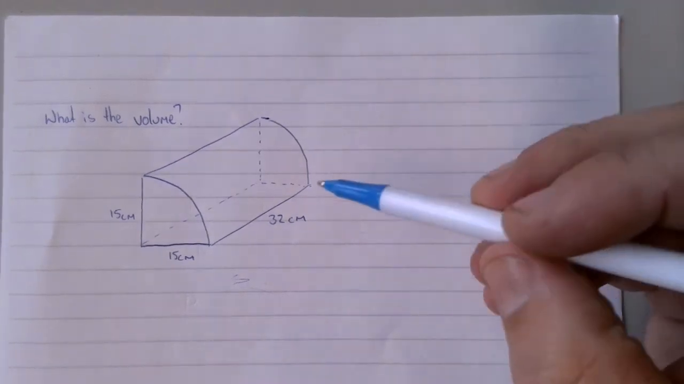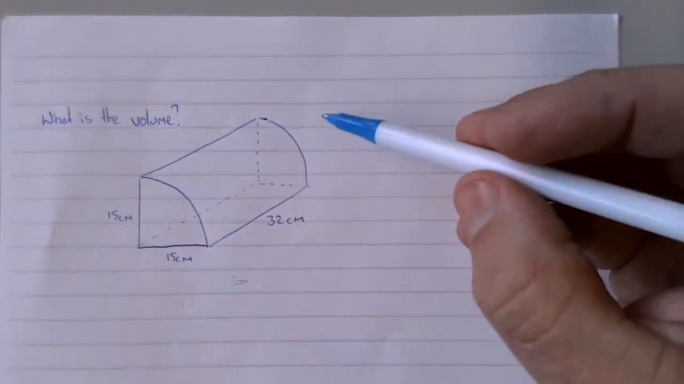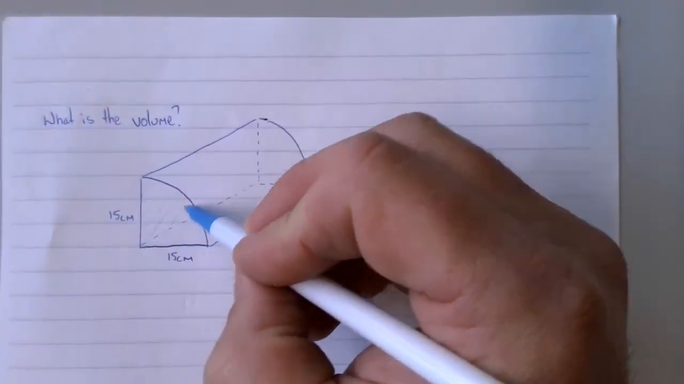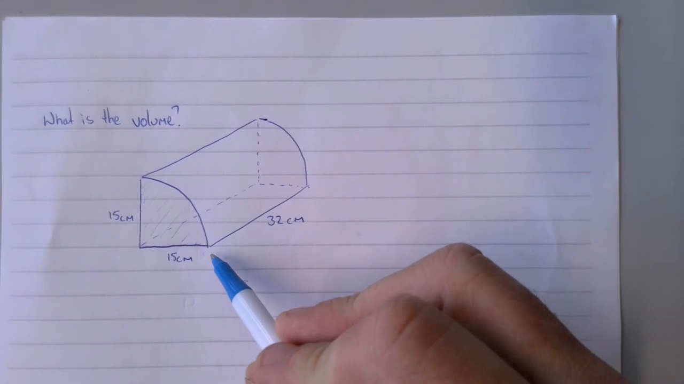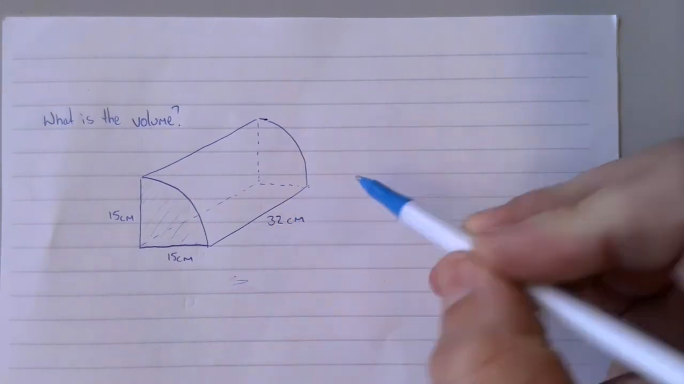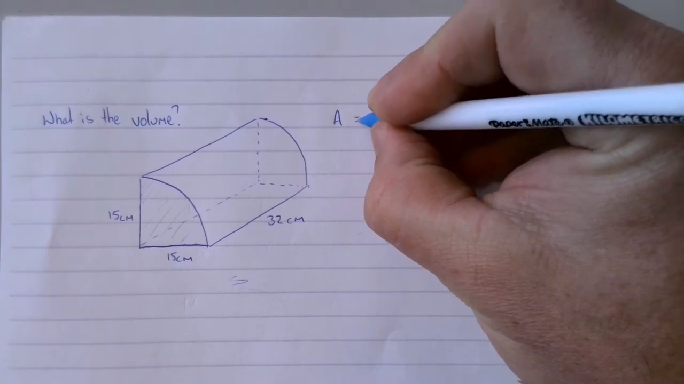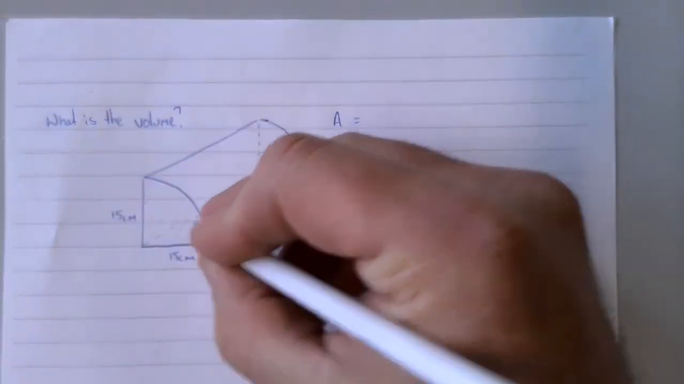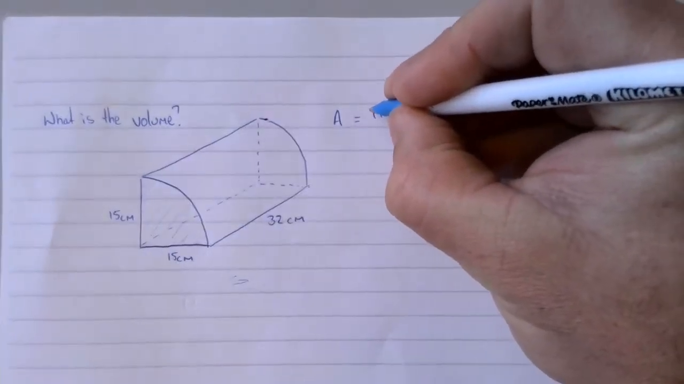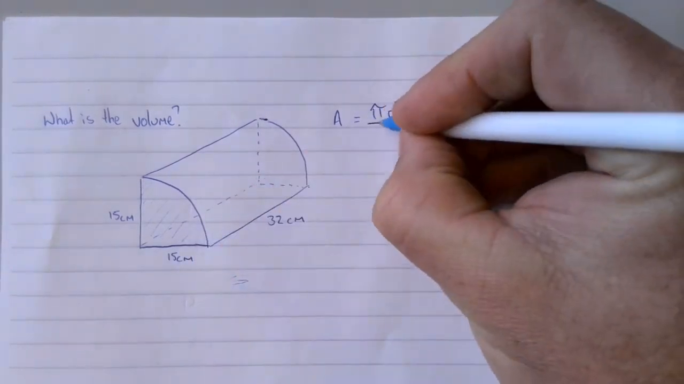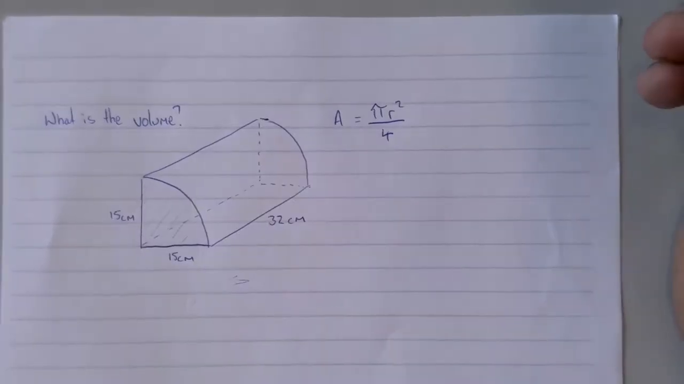To work out the volume of this shape, I would find the area of this quarter circle and then multiply it by how deep the shape is. So we'll have to go with the area formula, okay? The area of this end is going to be pi r squared, but it's not a full circle, it's a quarter circle. So we'll divide it by 4, okay?